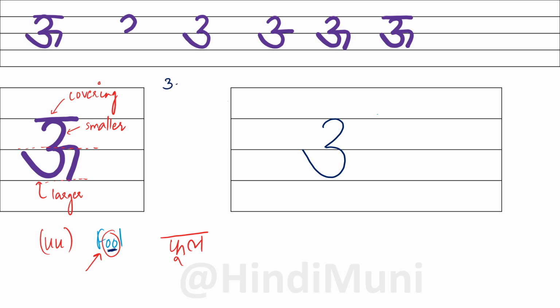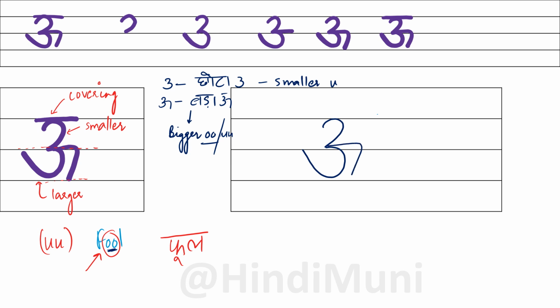The previous one is called chota oo, that is the smaller oo. This one is called bada oo, that means the bigger oo. So the way to write it is, this part is pretty much the same. You make a smaller semicircle, then you make a larger semicircle. After that, you make a horizontal line and bring it down vertically. And then you put a line on the top.